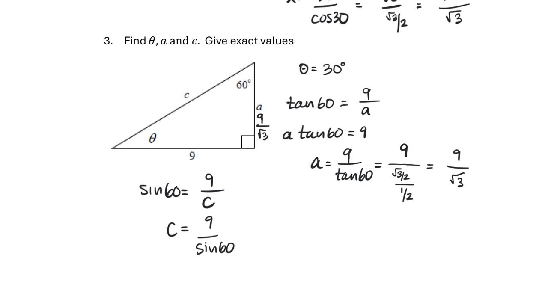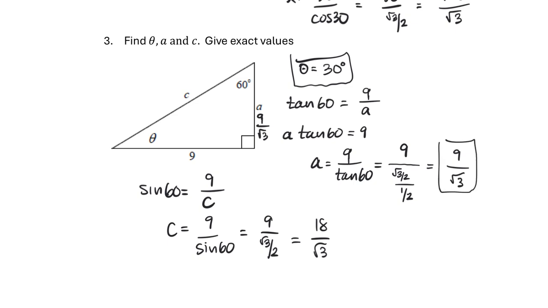And the definition of sine on the unit circle is the y value. So at 60 degrees, the y value is root 3 over 2. So this could be 9 divided by root 3 over 2, which is 18 divided by the square root of 3. So we have theta is 30 degrees, a is 9 divided by root 3, and c is 18 divided by root 3.